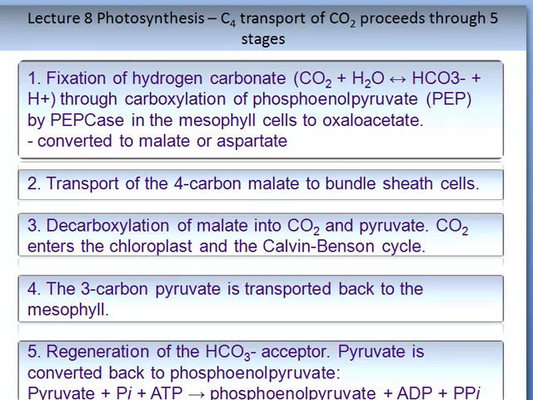So let us look at that formula in detail. Pyruvate plus Pi, which stands for inorganic phosphate, plus adenosine triphosphate, or ATP, will give you 3 products.